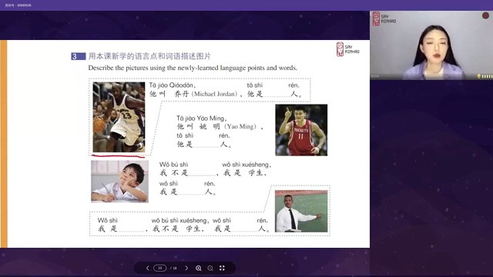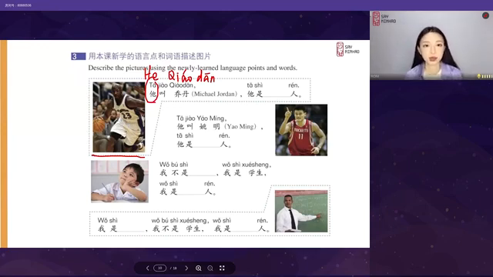Michael Jordan's name in Chinese is 乔丹. Read after me, please. 乔丹, 乔丹. This is Jordan. Okay, we can see he is Jordan. 他叫乔丹, which means his name is Jordan. 他 here means he.